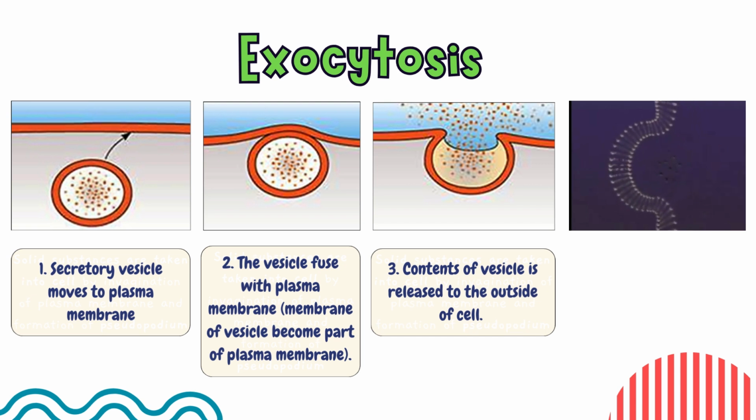First, a secretory vesicle moves towards the plasma membrane. This vesicle carries substances that need to be released from the cell. Next, the vesicle fuses with the plasma membrane. As fusion happens, the membrane of the vesicle becomes part of the plasma membrane. Finally, the contents of the vesicle are released into the external environment.